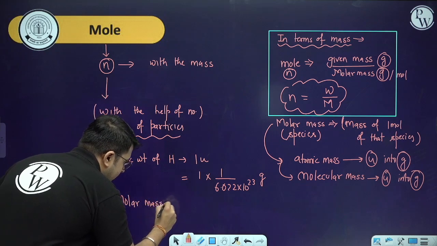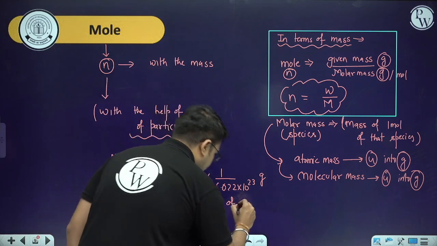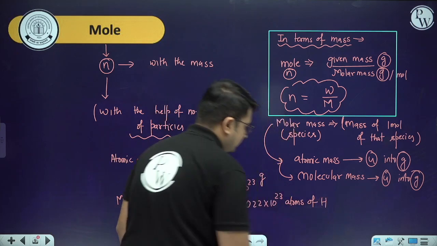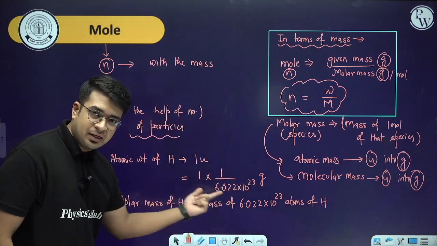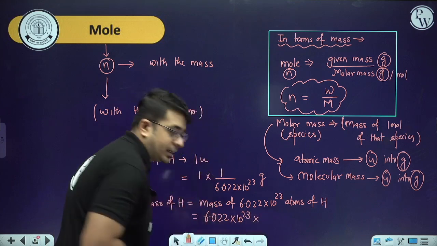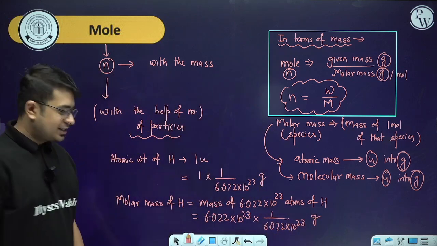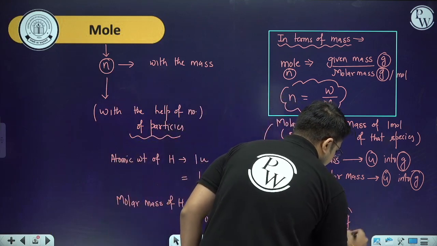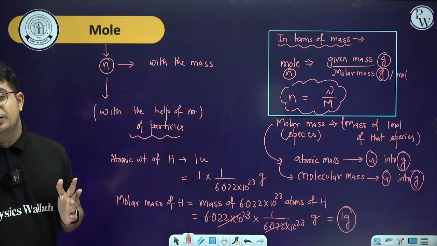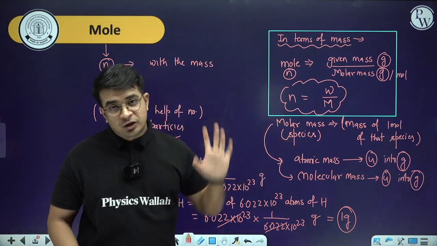Now in this case, the molar mass of hydrogen is basically the mass of 6.022 multiplied by 10 raised to the power 23 atoms of hydrogen. One hydrogen atom has this much mass, so these many atoms will have a mass equal to the total number of atoms multiplied by the mass of one atom, which is 1 upon 6.022 multiplied by 10 raised to the power 23 grams. You can cancel out these two numbers and the final answer will be 1 gram. So the atomic weight was 1 u, but its molar mass comes out as 1 gram per mole. That is the beauty. If you remember all the atomic masses and molecular masses, it's very easy to calculate the molar mass. This is the first part.